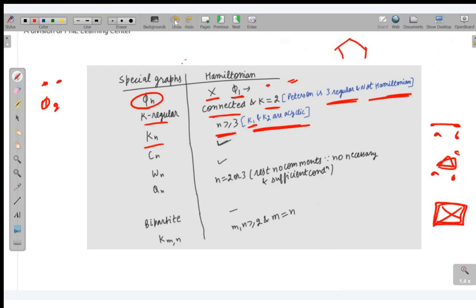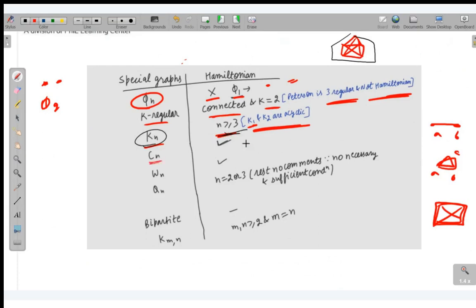Let me draw K5 like this. No need to worry, you simply scan from here. We have a pentagon, so you just scan it. Game over, no need to go to other edges. So every complete graph of n vertices will be Hamiltonian, but n should be greater than or equal to 3.